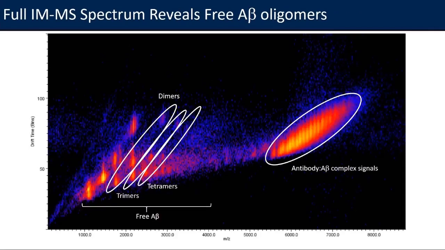I want to pause here and briefly point out that under these conditions, where we're observing these complex binding morphologies in this region of the spectrum that we've been focusing on for the last two slides, we can also track just the free oligomer populations of the A-beta at lower m/z, and we can see evidence for monomers, dimers, trimers, and tetramers in that low m/z portion of the spectrum at the conditions that we're showing you here.